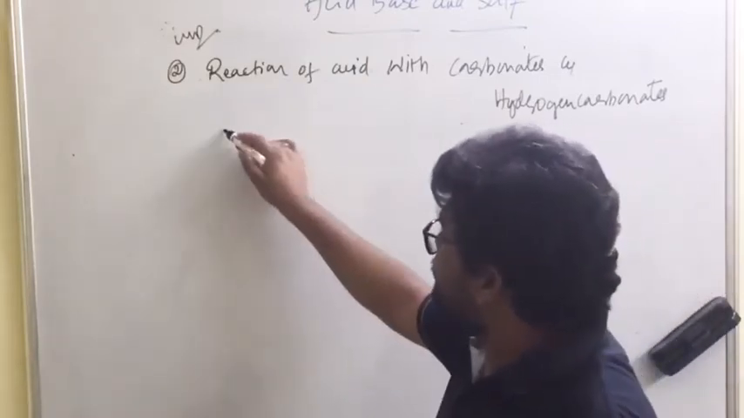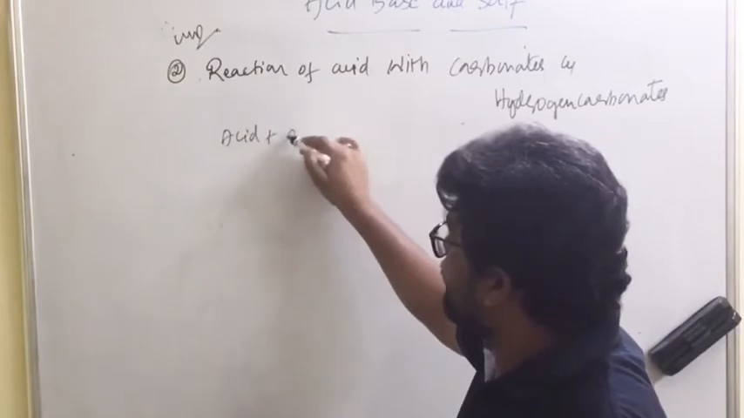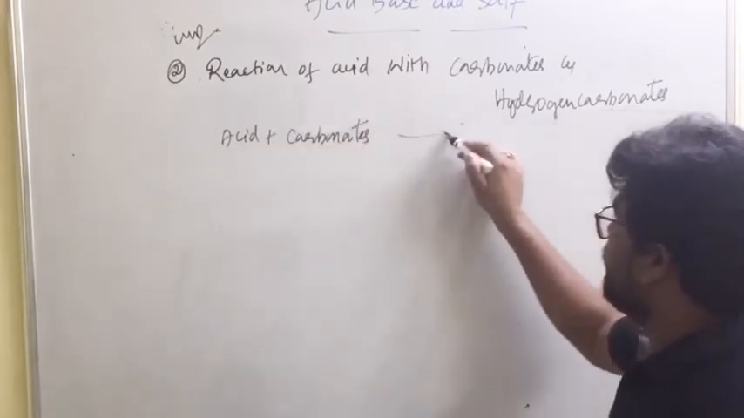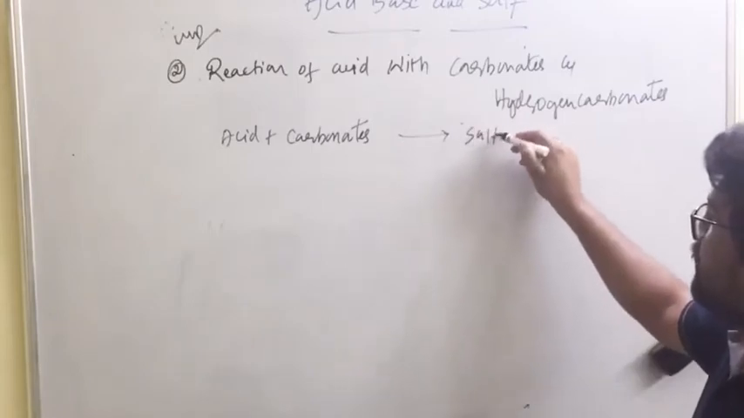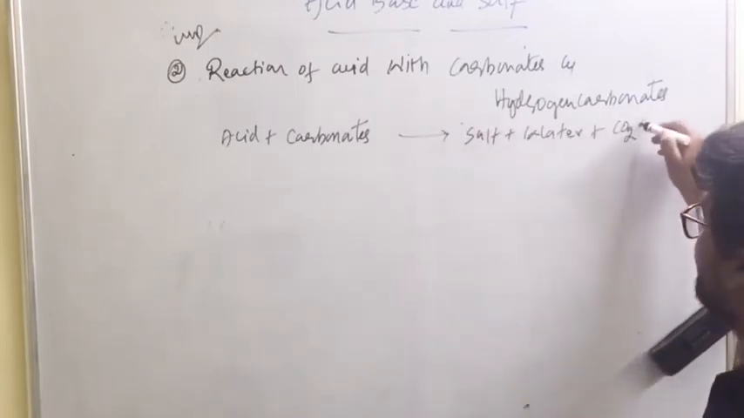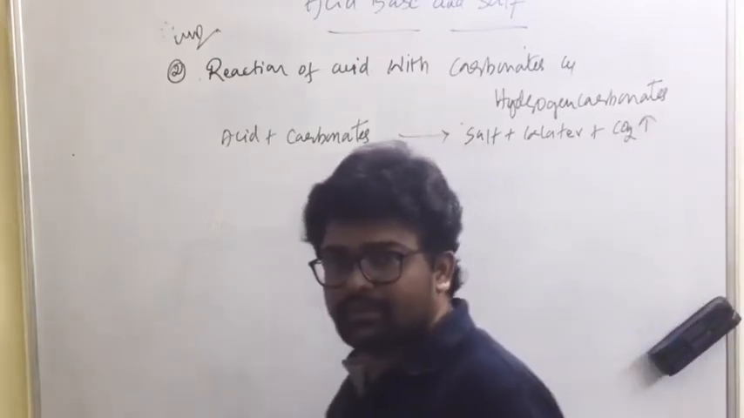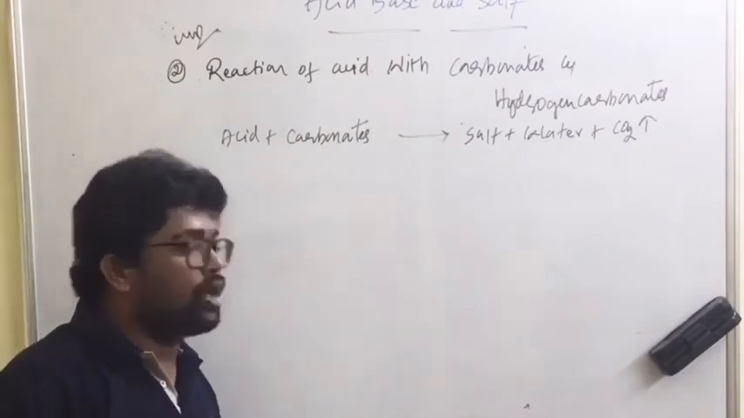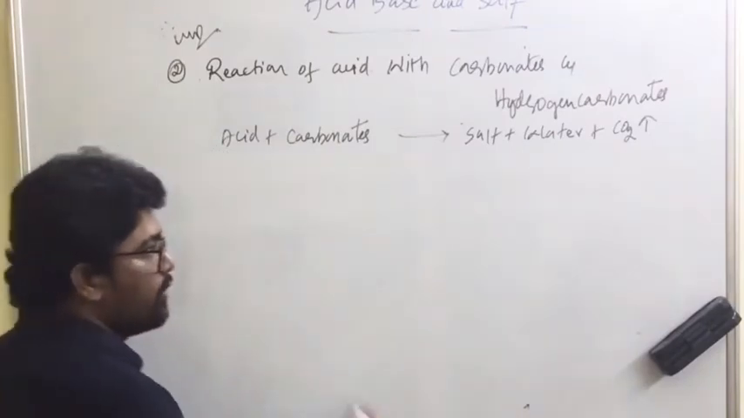Now acids, when they react with carbonates, metal carbonates, they give you salt, water and a gas called carbon dioxide. Gas is released when acid reacts with carbonates. So how do we test the presence of gas carbon dioxide?